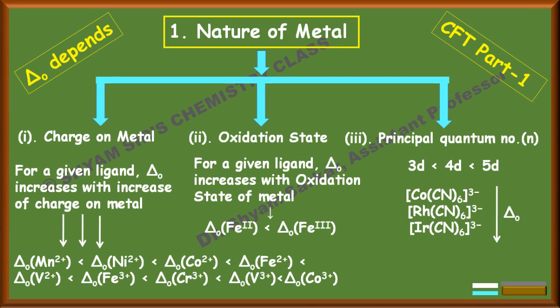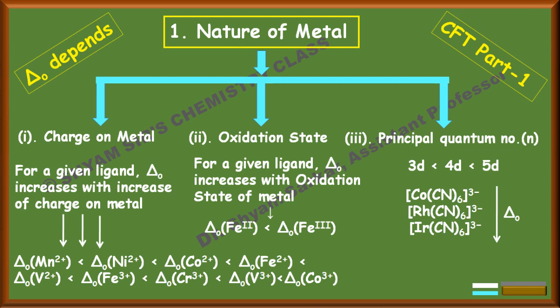Okay, so here I have shared the screen. You can see the dependence of delta O with various factors related to the nature of metal. Okay, this I have discussed in detail in CFT part 1. So from this also you can see the first point, charge on metal ion: with increasing charge on metal ion, delta O value increases. So here in case of cobalt 2 and cobalt 3, you can see cobalt 3 has higher delta O value than that of cobalt 2.